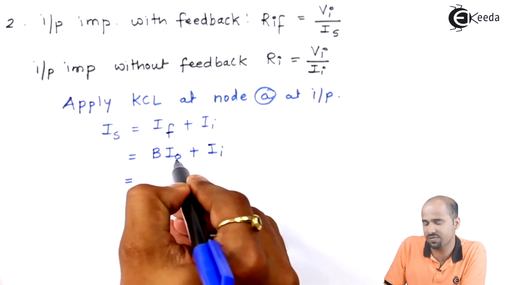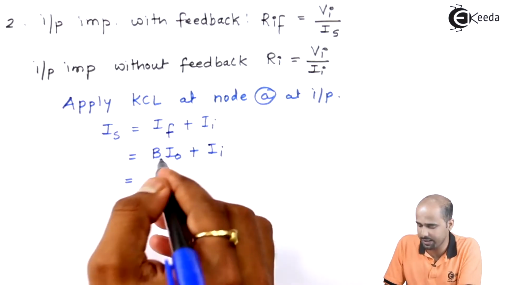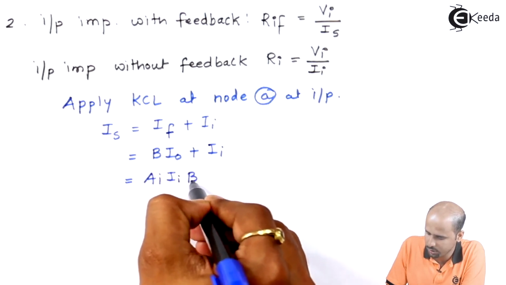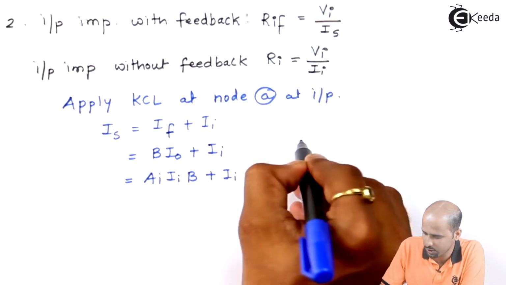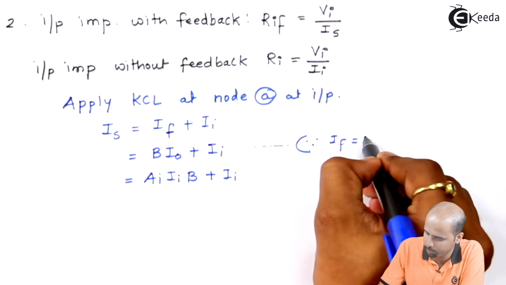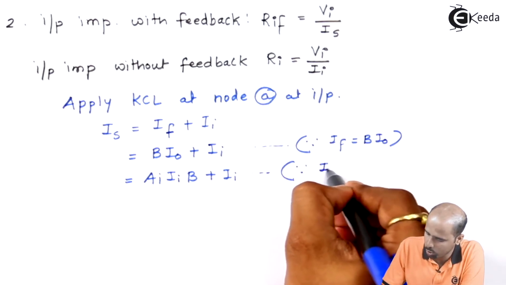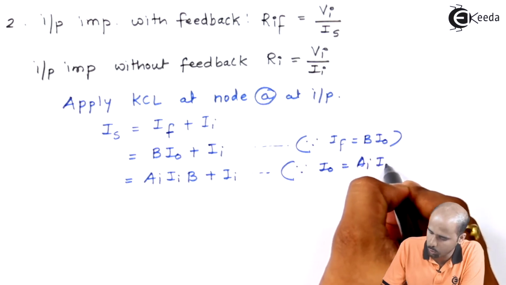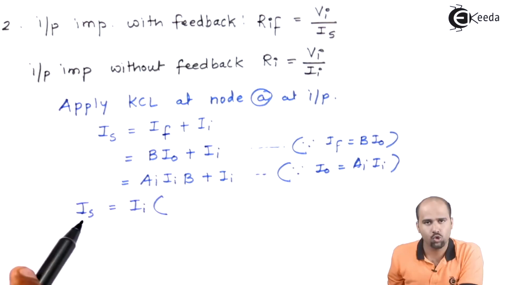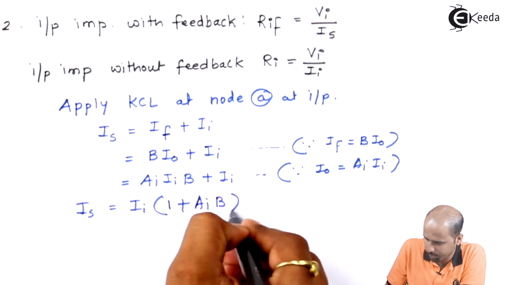Similarly, I know what's the value of IO? IO is nothing but AI into II. So here we will write AI into II into B plus II. So for this particular case, we will take the reason as IF is equal to B into IO, and here we'll take the reason as IO is equal to AI into II. Okay, so ultimately, we have got IS is equal to II into 1 plus AI into B, right?